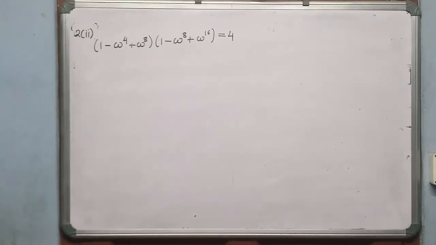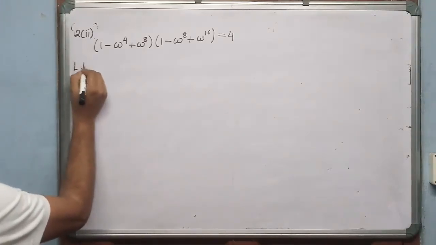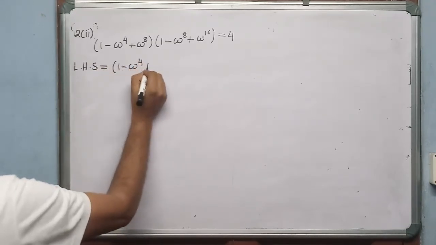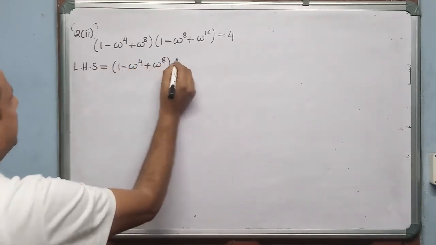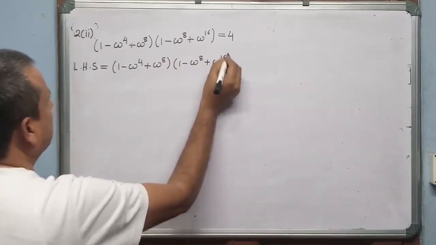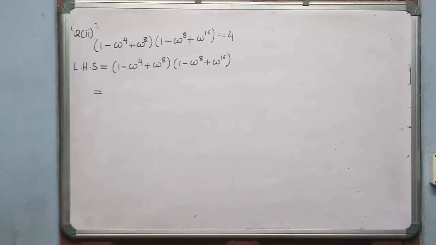Now question number 12.2. The question is, I'll take the left hand side: 1 minus omega to the power 4 plus omega to the power 8, into 1 minus omega to the power 8 plus omega to the power 16, equals 4. Over here also, the higher powers I'm going to convert in terms of omega cubed.